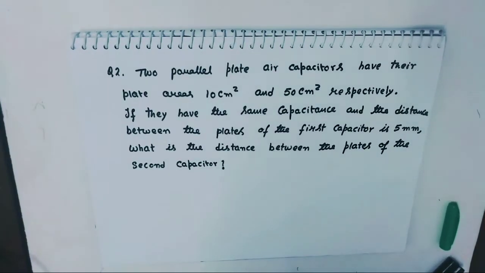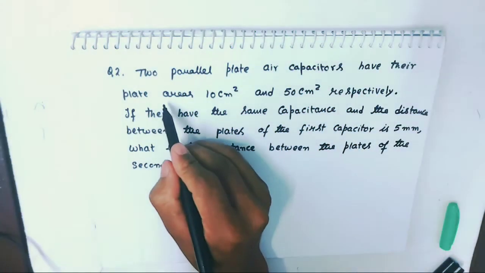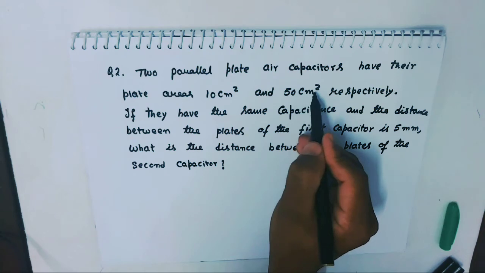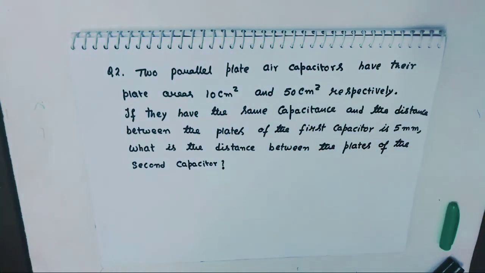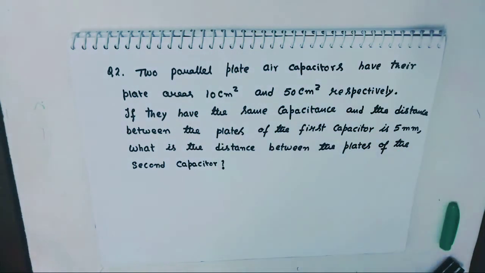So now we will solve question number 2. The question says, two parallel plate air capacitors have their plate areas 10 cm square and 50 cm square respectively. If they have the same capacitance and the distance between the plates of the first capacitor is 5 mm, what is the distance between the plates of the second capacitor?